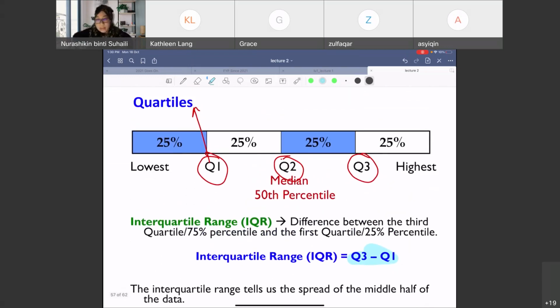Okay, so basically it tells about the spread of the data. Let's say you have whatever data that you have, the raw data, let's say the height.